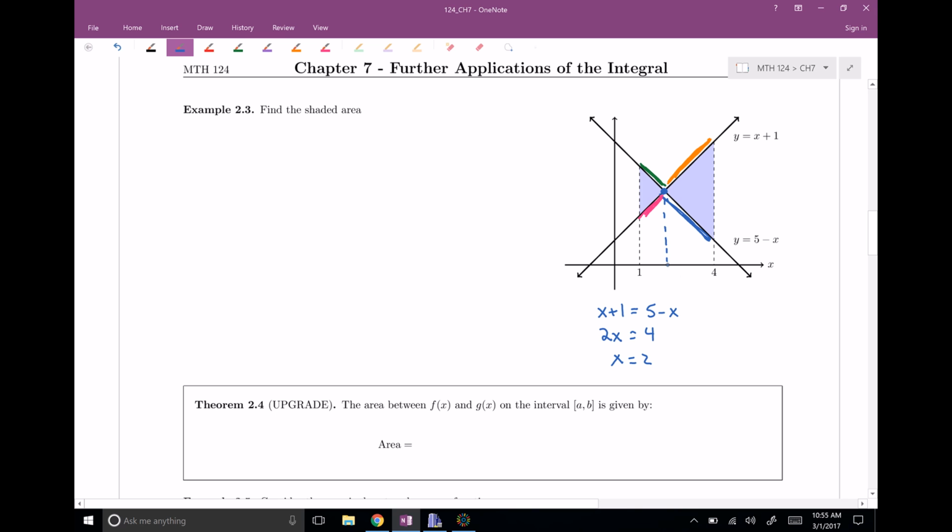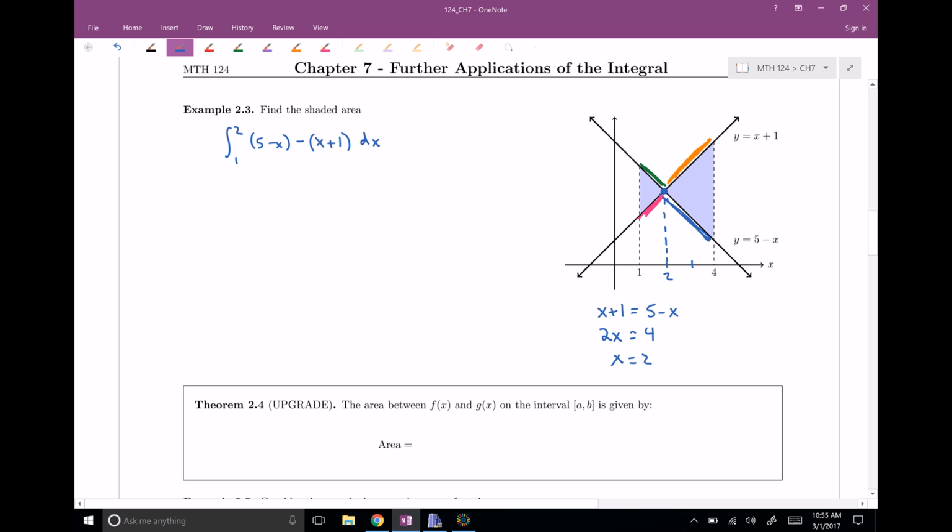So these things actually cross at x equals 2, and that makes sense based on the scale of my graph here. So I'm going to first figure out the area of the blue triangle. In order to do that, I'm going to do the integral from 1 to 2, and just figure out the area between the curves on this region. During this region, we know that 5 minus x is on top. It's bigger than x plus 1. So I'm going to set up this integral.